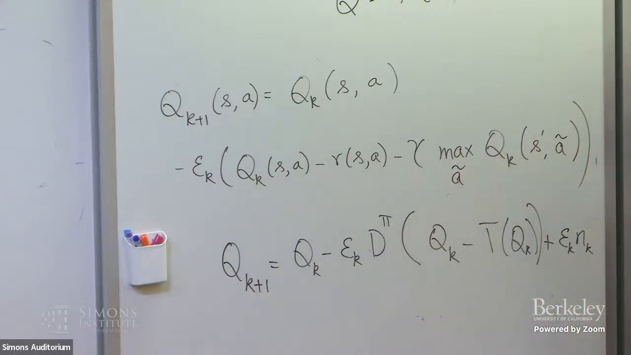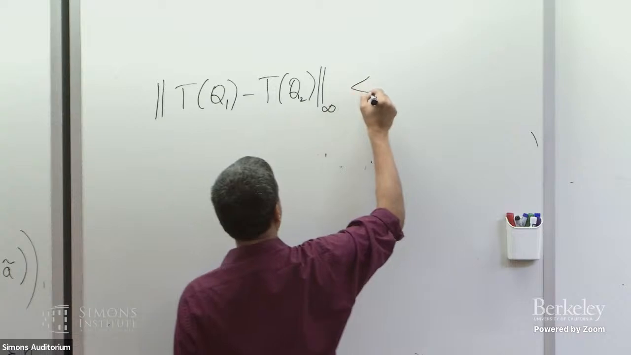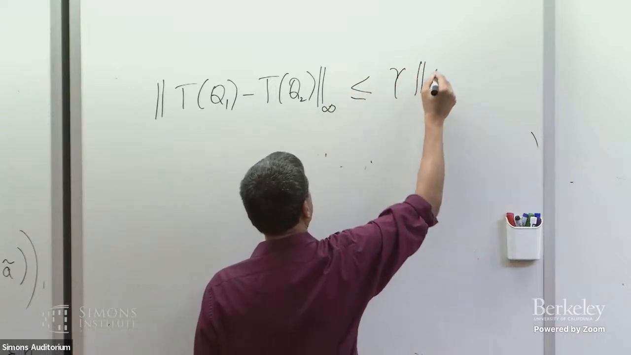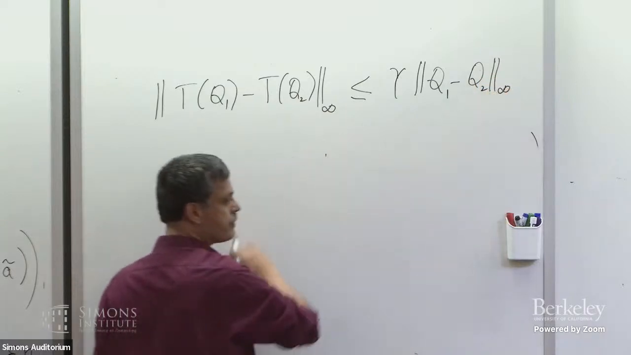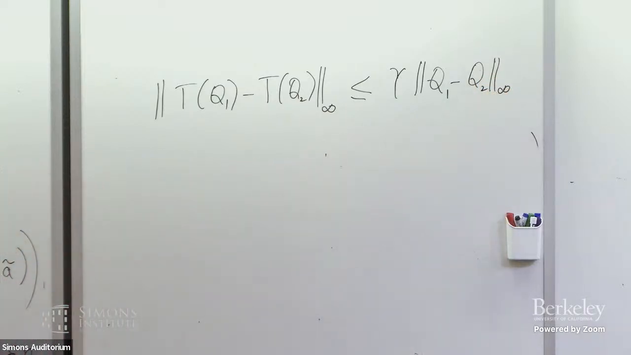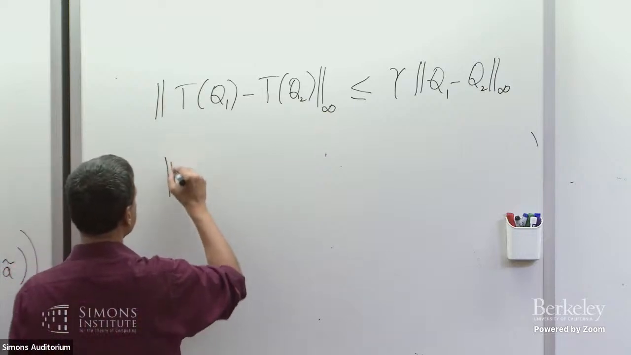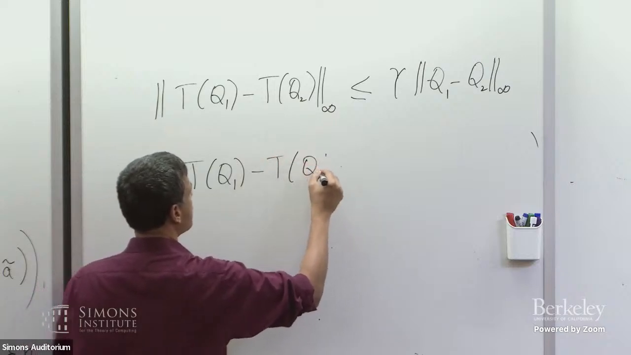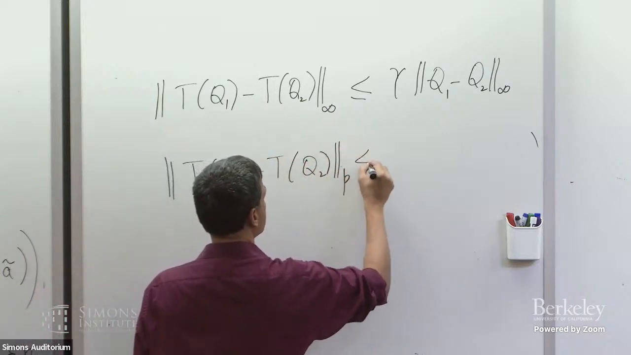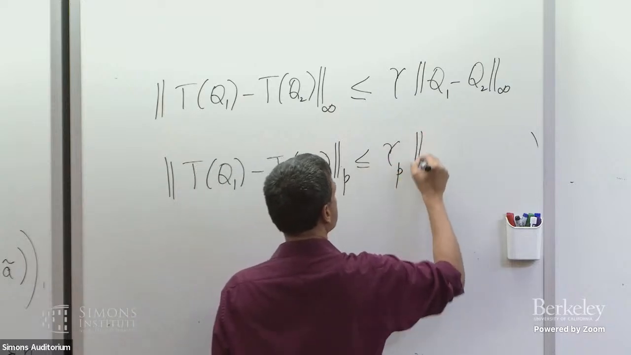So T, as Wayne mentioned, is an infinity norm contraction. It is not a contraction, as far as anybody knows, in any other norm. Okay, so this is not compatible with what we did earlier. So what do I do? What is interesting is that for a sufficiently large P, this is still a contraction.